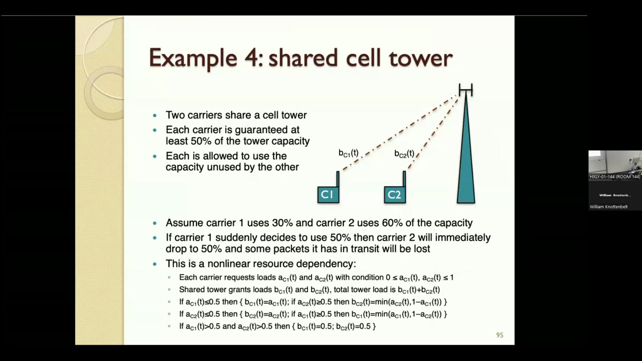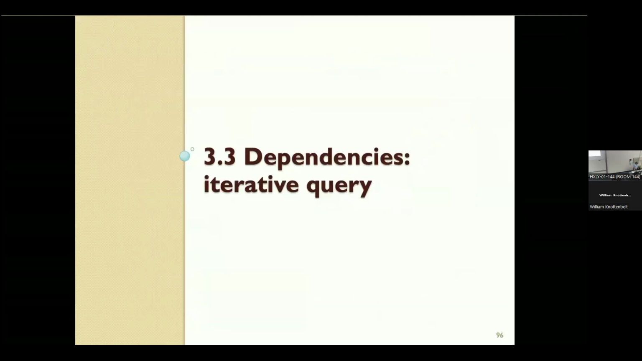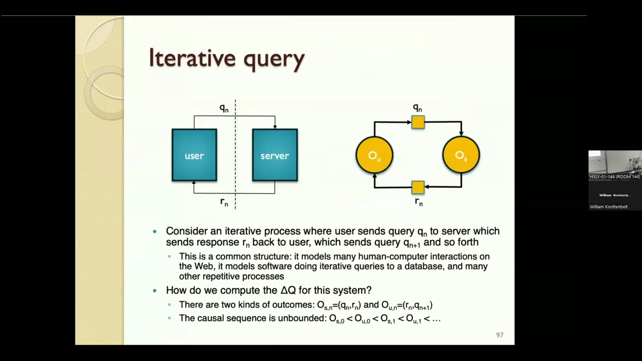Okay, so now I want to show you a more detailed example, an iterative query example, of how this kind of solution could actually work. Here we have a user sitting in front of his laptop, and the user sees something, thinks, and clicks, and then the system reacts, and then the user sees something and clicks again. The user sends a query, which sends a response back, and then the user sends another query. So you have this iterative system. This is a very common model of human-computer interaction on the web. Software doing iterative queries to a database, and many kinds of software which react, behave in this way.